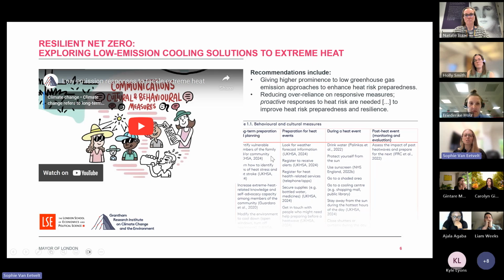long-term planning and preparation is needed for some of these, how you then do that preparation leading up to a heat event, what you would do during a heat event, and then how you might look at monitoring and evaluation of how that solution worked for you. So again, it's a nice way to break down what some of the key messages and actions would be, particularly around extreme heat in this case.